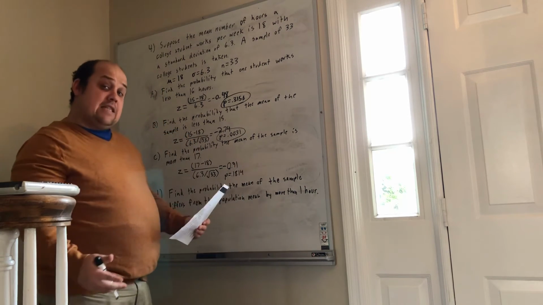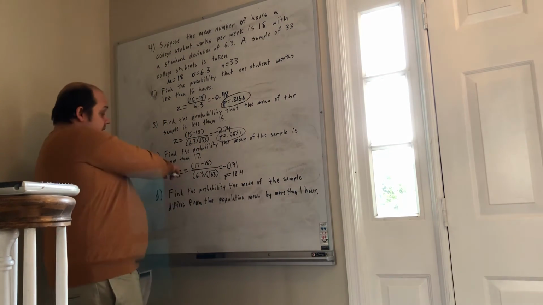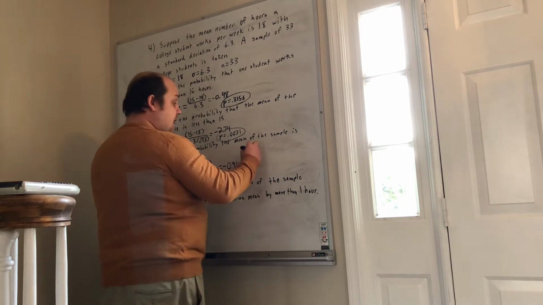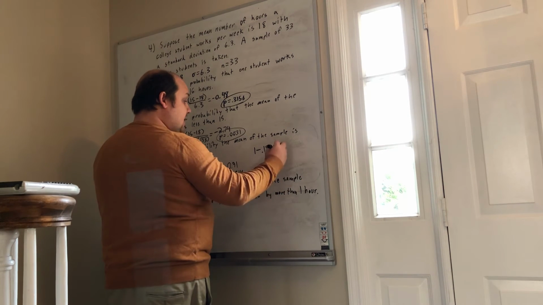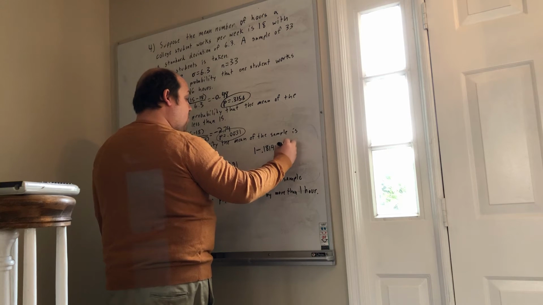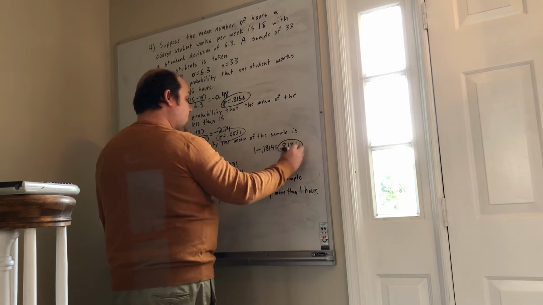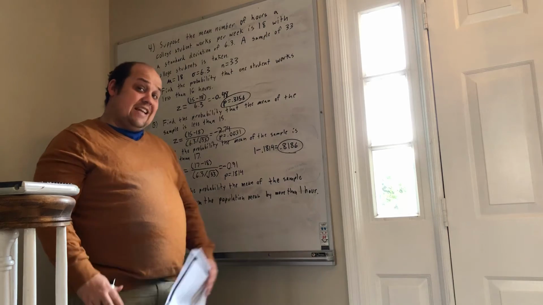If this had been a less than question, I could stop there. Because it's a more than question, I have to take 1 minus that p-value of 0.1814, and that's how I get the correct answer of 0.8186. Final question, again, is the hardest.